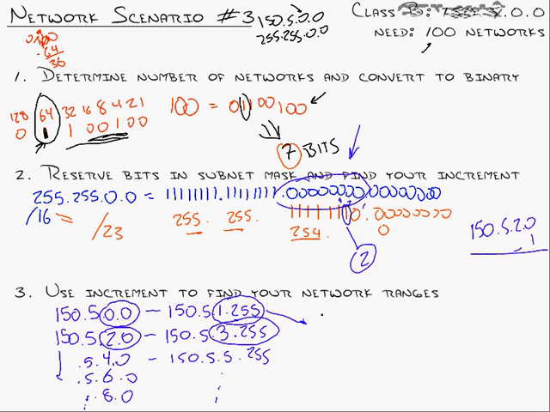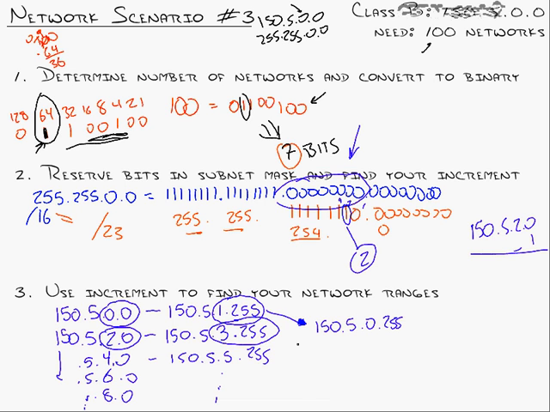So those are unusable. Now, here's the question. I'm looking at that first range. That's where my arrow is drawing from. Somewhere within that range, I'm going to run into the IP address 150.5.0.255. Do you see that? It's somewhere squished in the middle of that range. Can I actually assign that to a PC?